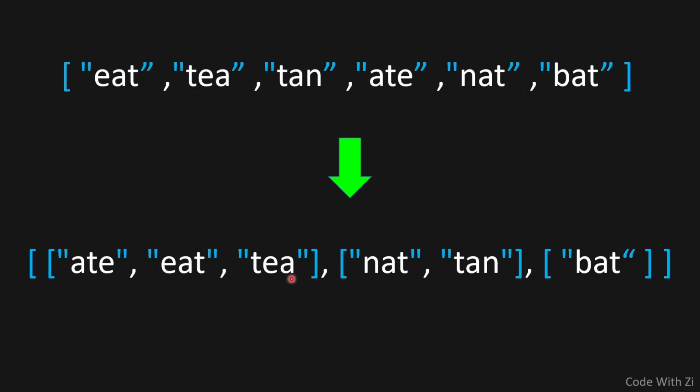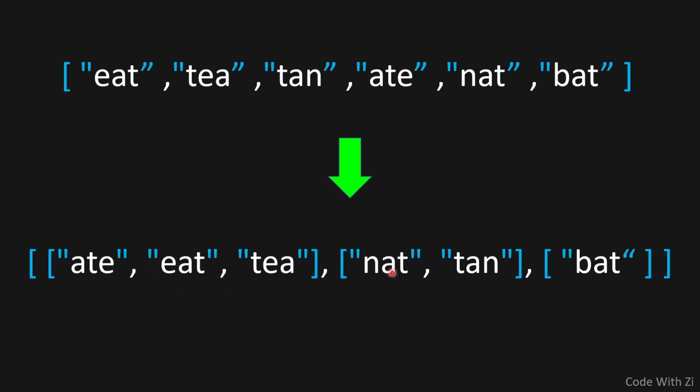These three words are anagrams because they're using the same three letters: ATE, EAT, TEA. As you can see, we're using TAE. The order of the letters does not matter. What matters is that they're using the same letters. So they're an anagram and we gotta group them together.